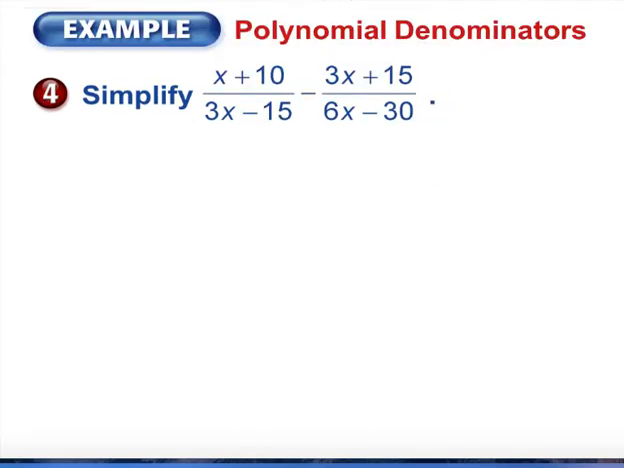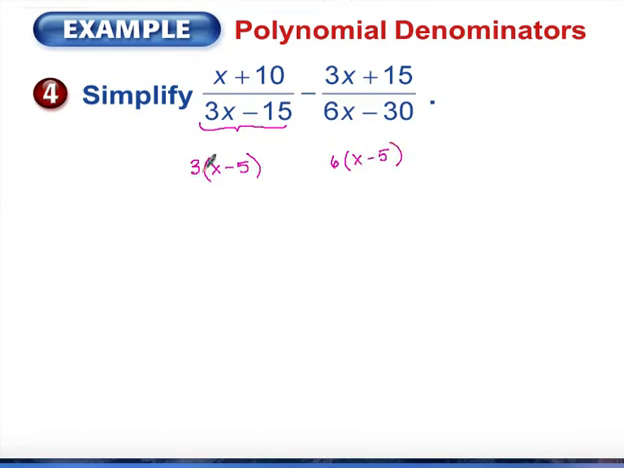In this example, you can see that I have 2 different expressions. So this makes it a little bit more complicated. So what I'm going to do is take each expression and factor them out so that they're broken into factors instead of terms. So in the first one, I'm going to divide out a 3 and make this x minus 5. In the second one, I'm going to factor out a 6 and make that x minus 5.